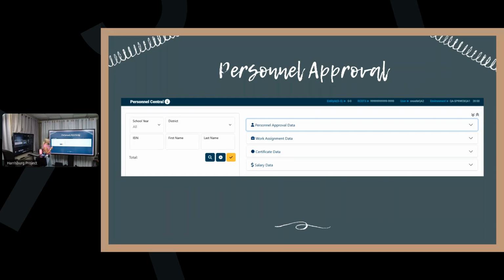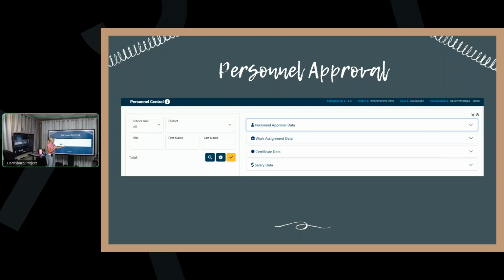Okay. So over on the right-hand side, we're going to see several different areas. The ones that we are really focused on right now are going to be your personnel approval data and the work assignment data. That's the mission critical operation to approvals. That is what we need to report. You can see the certificate data. It's just a copy of their Ellis record. You can't do anything with that.